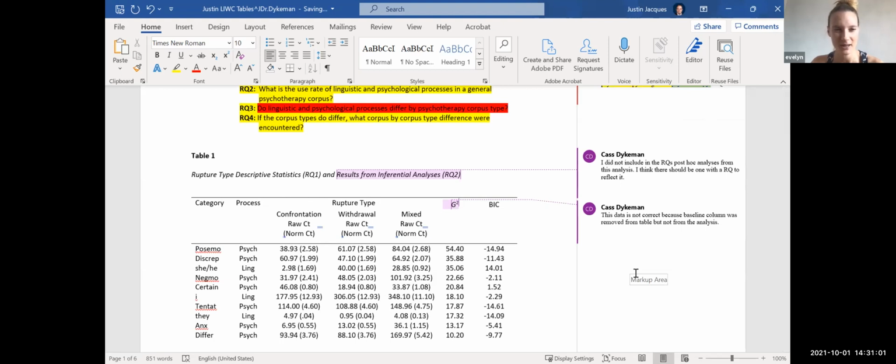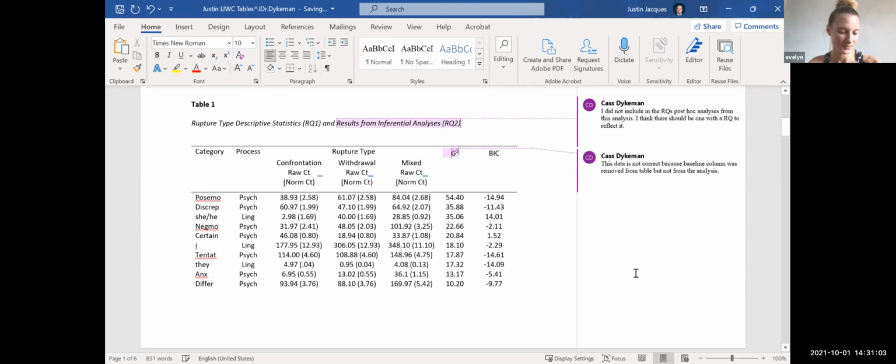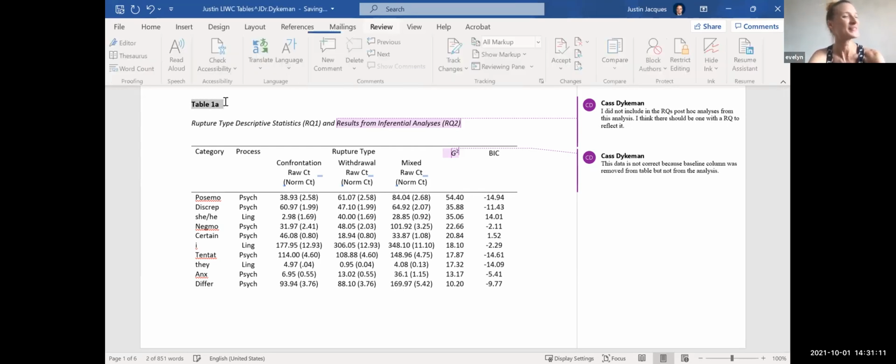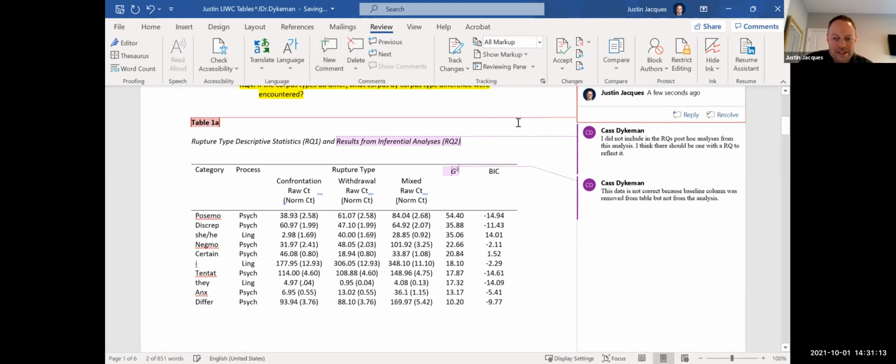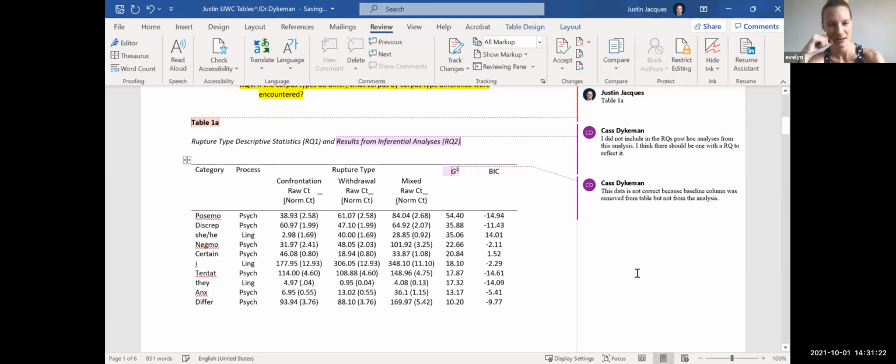This is what I would imagine. This is how I envisioned table 1A to be. Table 1A to B. Oh my God, let us not confuse ourselves here. That's awesome. Love it. And now for the post hoc of research question 2, is that this next table coming up?